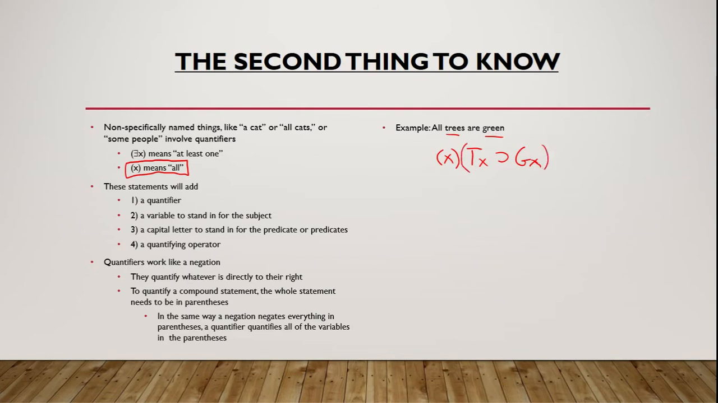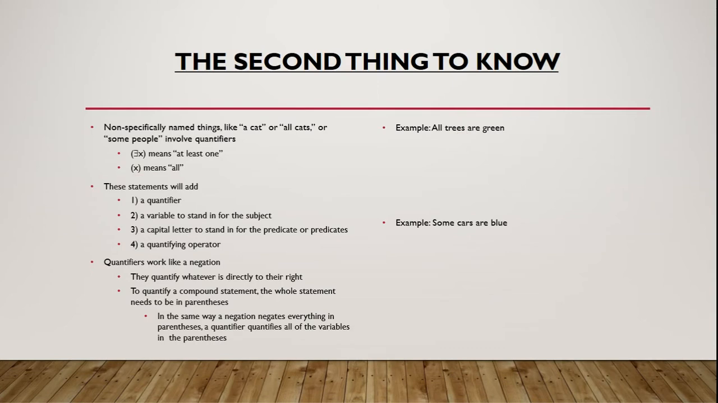Okay, here's what all this means. For every x, if x is a tree, then x is green. And so the quantifier is the x. The variable standing in for your subject is going to be this x, the lowercase x that's repeated after your capital letters. That's the variable. Then you have the capital letters standing in for the predicate or predicates, so the capital T and the capital G. Now at this point, some of you are saying, wait a minute, trees is the subject. I agree with you, you're correct. However, in a sense, we're going to say there's a deeper subject, and that deeper subject is this variable x. And we'll talk about that more as we go along. And then finally, you have a quantifying operator, which is the x.